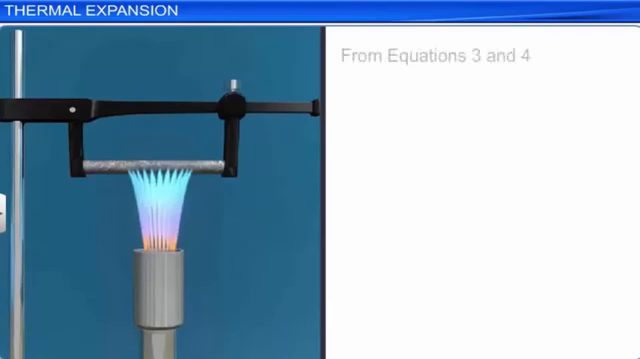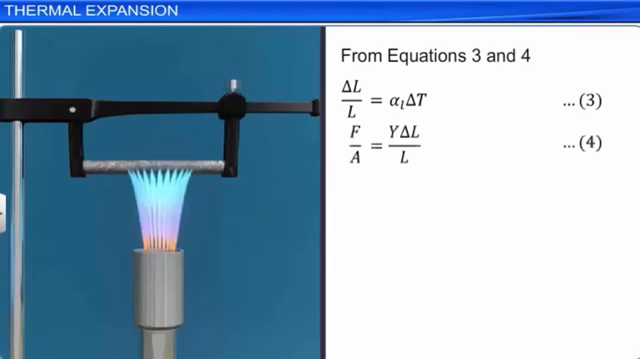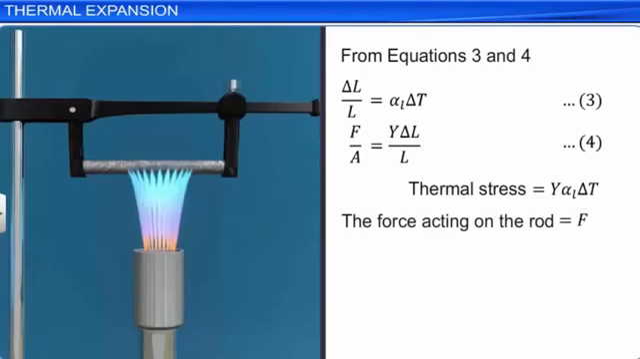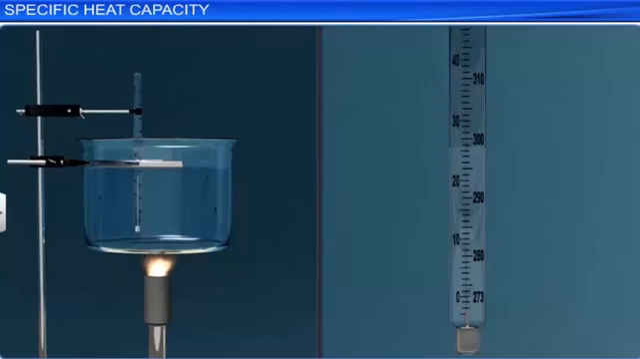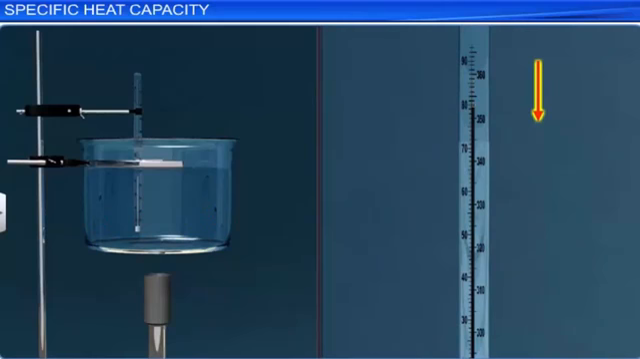From equations 3 and 4, thermal stress is expressed as Y into alpha L into delta T. The force F acting on the rod must be equal to the product of Y, A, alpha L and delta T. You have already learned that if there is no change in the state of a body, its temperature increases when it absorbs heat energy from the surroundings and decreases when it emits heat energy.